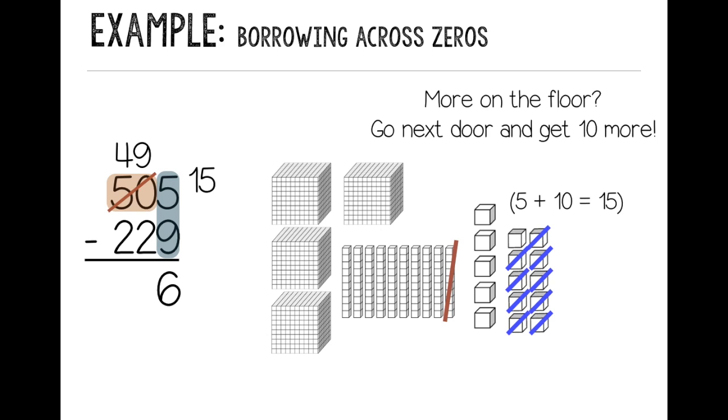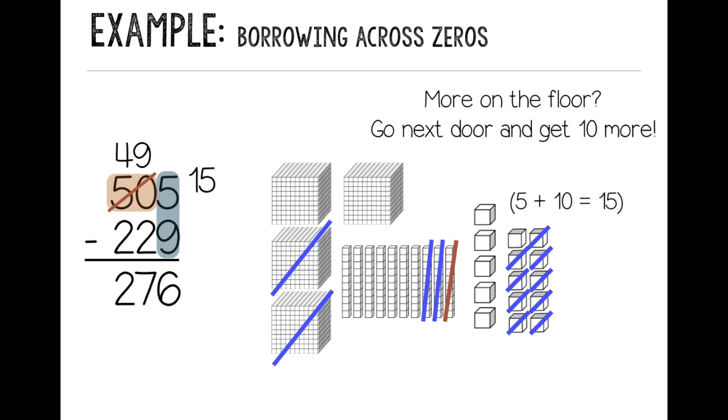Then I subtract my 9, and that leaves me with 6 ones. Then I go to my tens place. 9 tens minus 2 tens. I take away 2 tens, that leaves me with 7. Then my hundreds place, 4 hundreds minus 2 hundreds leaves me with 200. So I get a difference of 276.